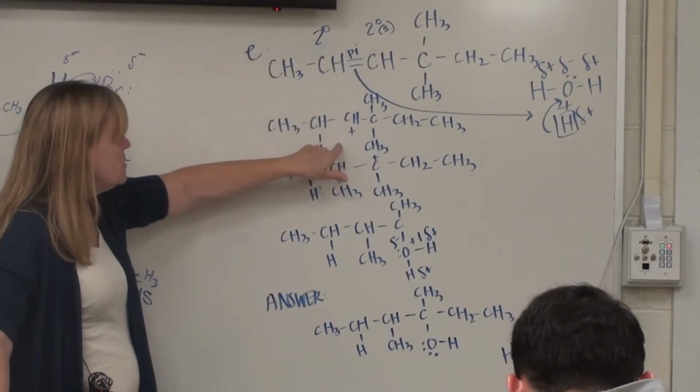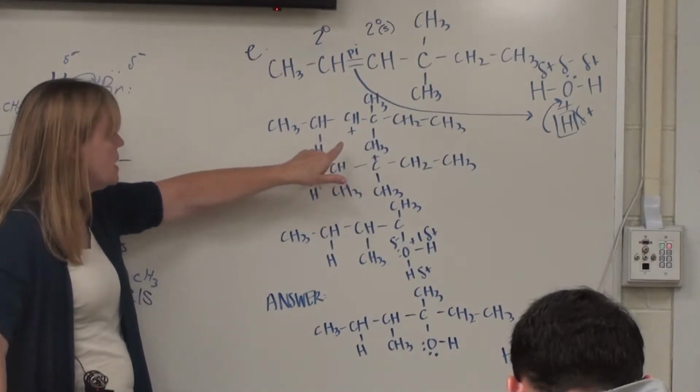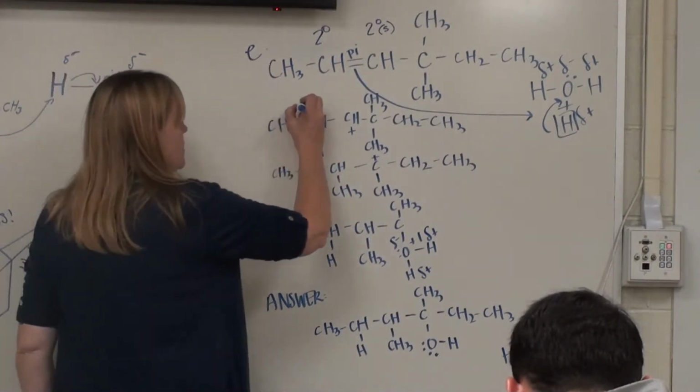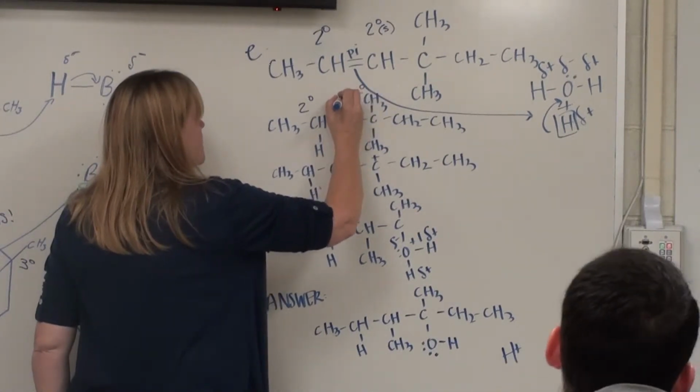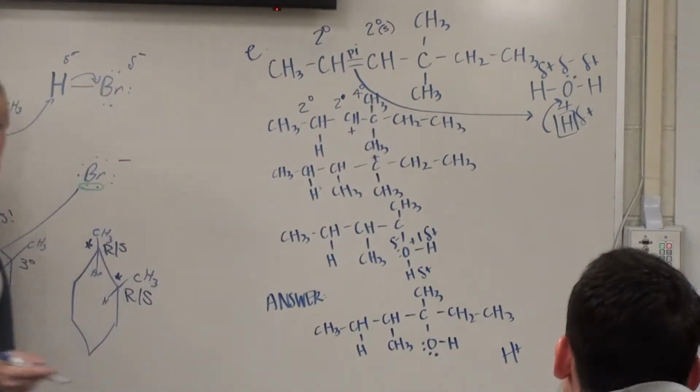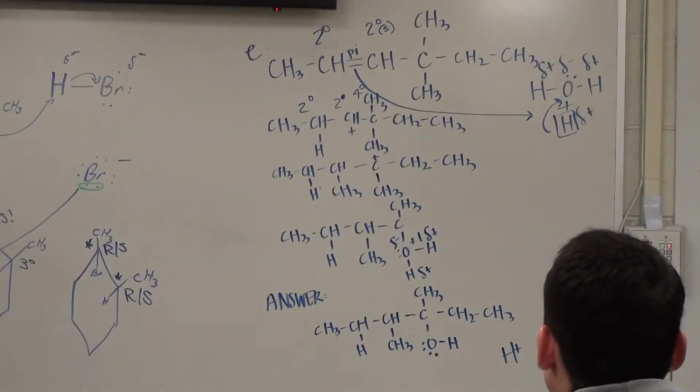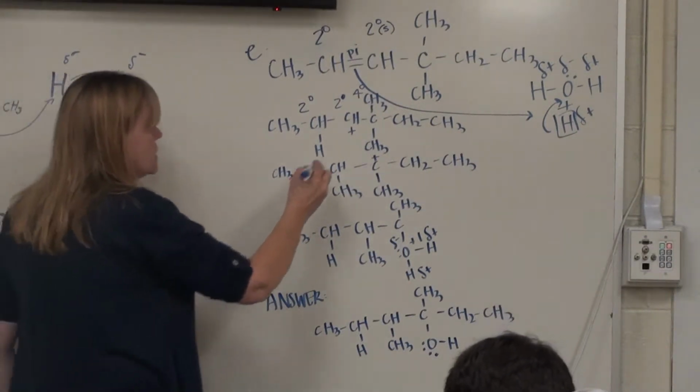You open the bond up, you have the carbocation. Now if you label, you got secondary, secondary, quaternary. So this one, your only option is to move a carbon over because you don't have a hydrogen since it's quaternary.